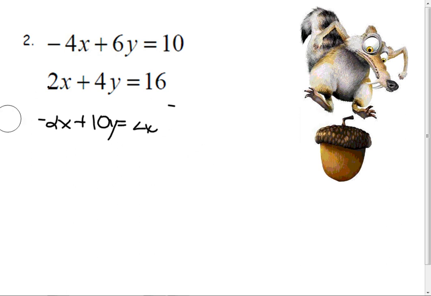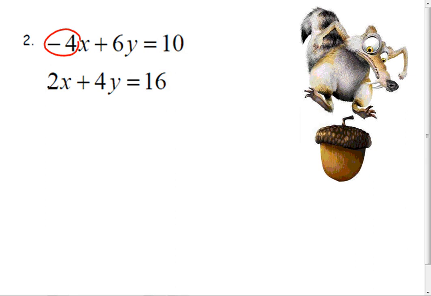I always like to get rid of a variable when I have opposite signs. To get rid of the y, what number does 6 and 4 go into? 12. So you get bigger numbers. Neither one goes into 10. But why not do the x's? What would I have to multiply this one by to make these go away? That's a -4. That's easier.